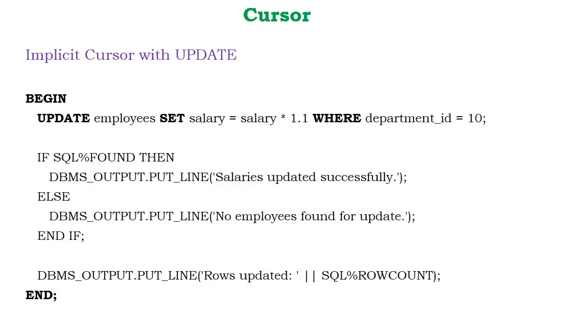Next one is implicit cursor with update. So how to write the query here? Update employee set salary equal to salary times 1.1, or whatever it is, where department ID equals 10. Then the condition will execute. If SQL found, the first statement will execute, that is, salary updated successfully. Else, the next statement will execute: no employee found for the update. Then it will show the updated row count.